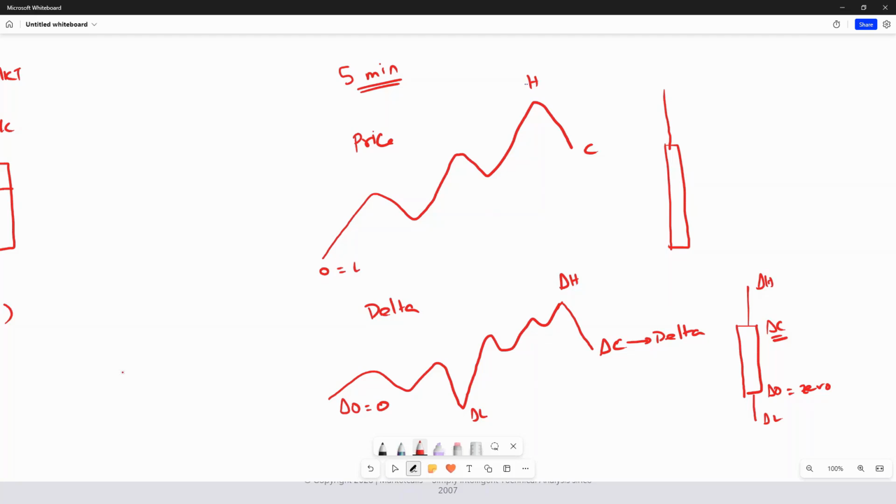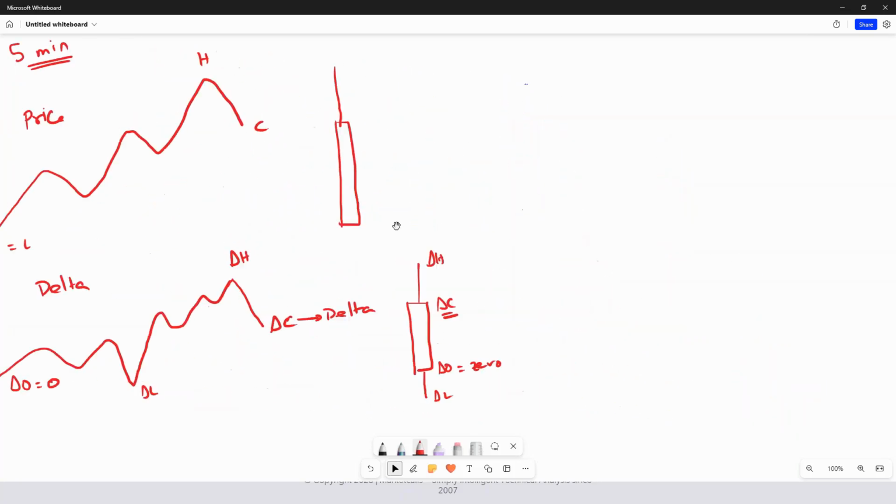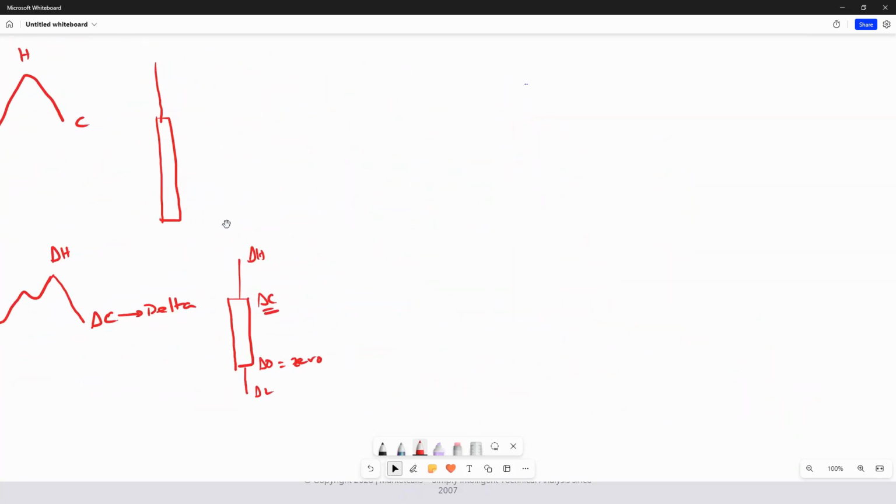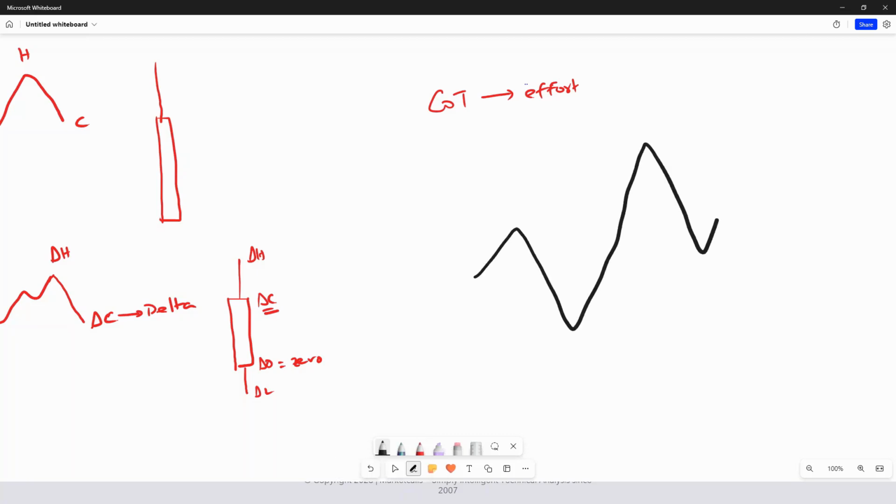Now coming back to the COT levels. When it comes to COT levels, imagine COT talks about how much effort. What does COT talk about? Effort made by the buyers or effort made by the sellers. Let's say the price action is happening something like this. The price action does something like this. So this is where the price opened.